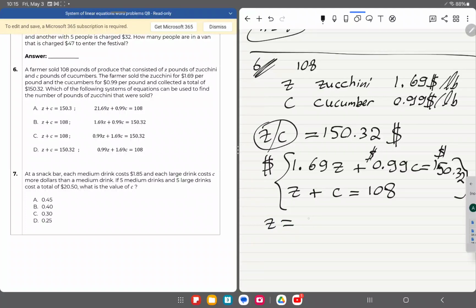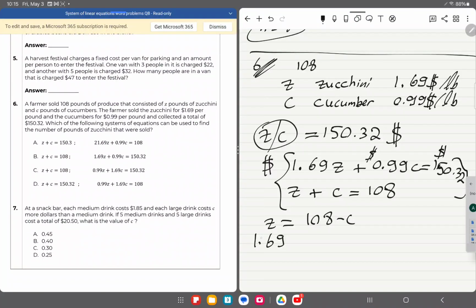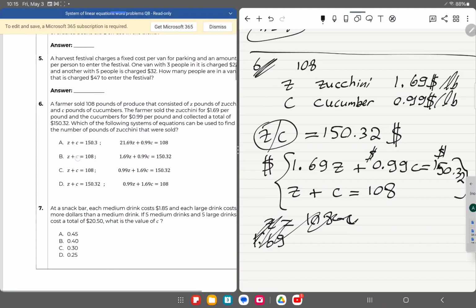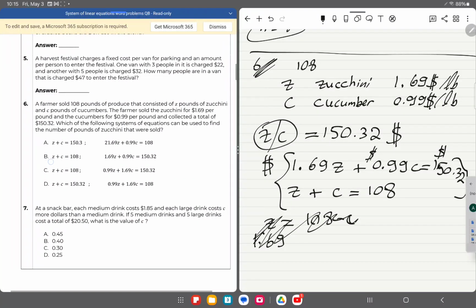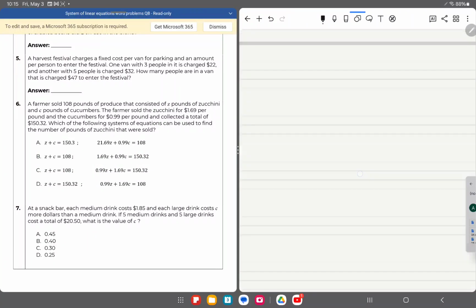Z is equal to 108 minus C, 1.69 zucchinis. No, you don't really have to solve this. Z plus C is equal, sorry, I didn't really notice this one. Z plus C is equal to 108, 1.69 Z plus 0.99 C equals 105. So B is my solution. B over here is my solution.